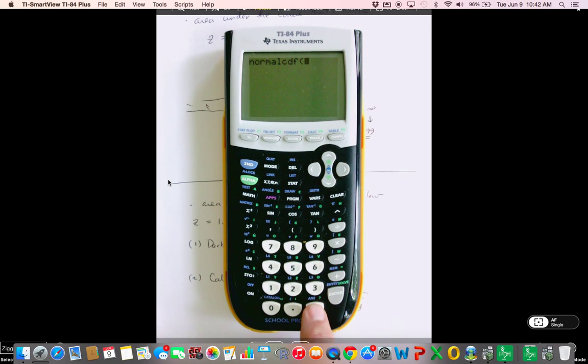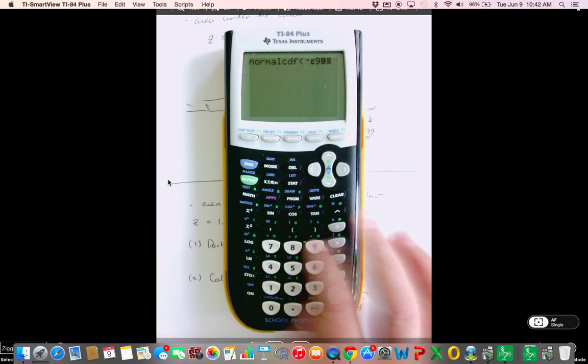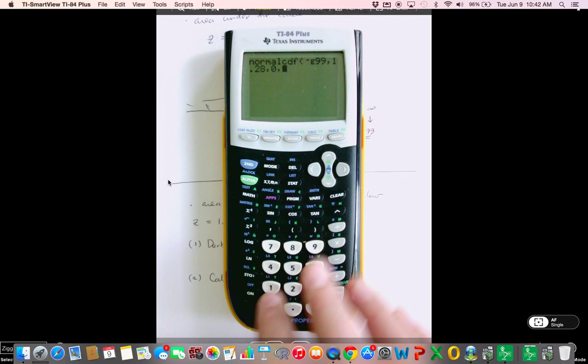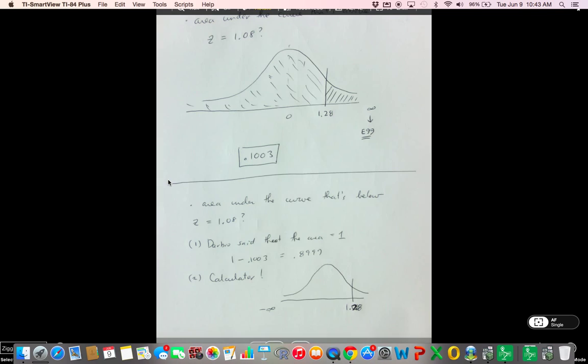So working the previous problem, what we would do is we would put in negative E99, comma, 1.28, comma, 0, comma, 1, and close it up with the parentheses. So there's the list view, where you just enter the numbers, and there's this one. And essentially they're doing exactly the same thing. You just hit enter and you get the same value. Okay? So, again, just depending on the calculator you have.